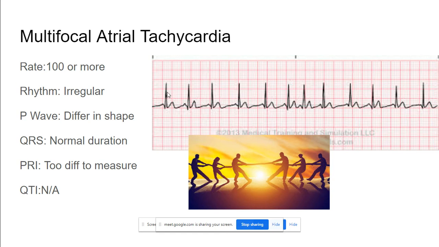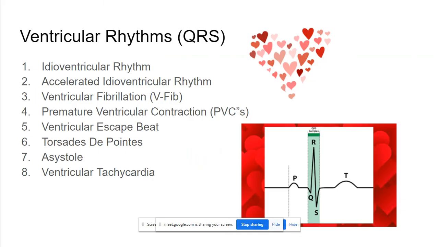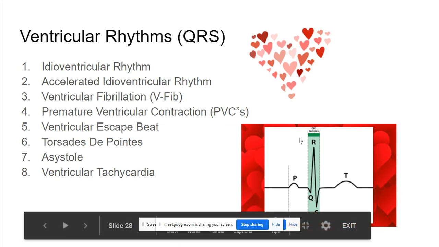And again, if you start by looking at the P waves and the rate and the regularity, it will tell you that you've got a problem with the atria here. All right, that's it for atrial rhythms. Ventricular rhythms, we're now looking at the QRS.